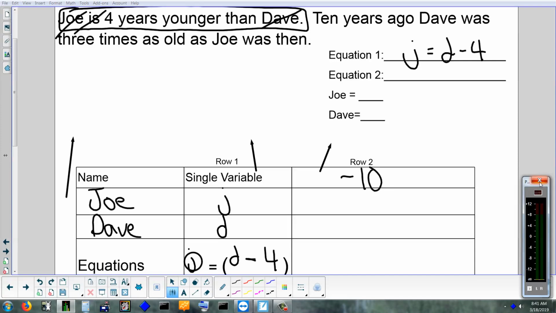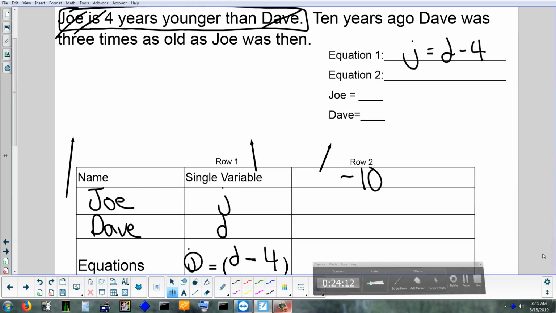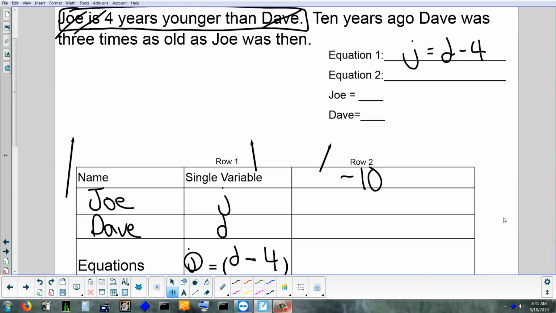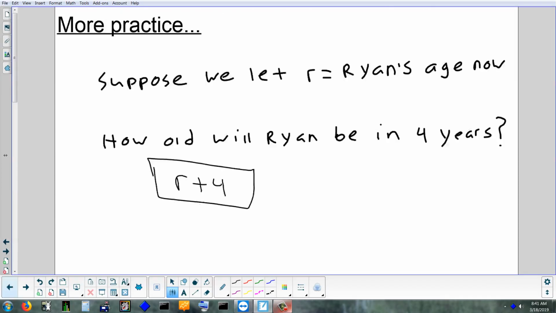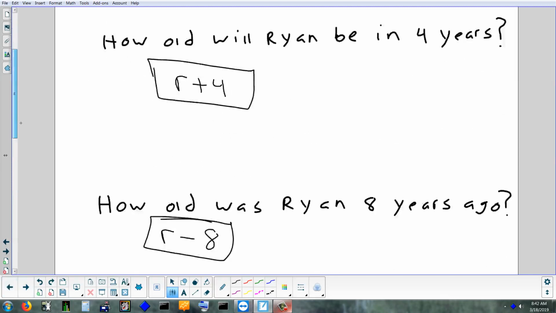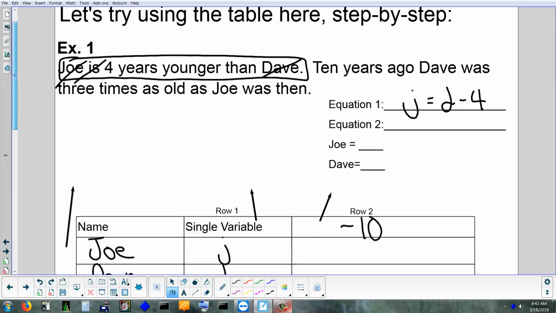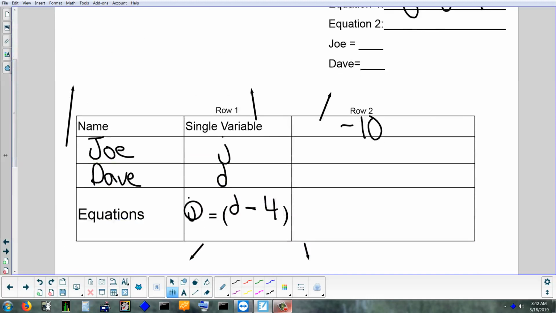What would I write? Joe 10 years ago. I'm not solving. I just want to be able to express how to do that. Joe 10 years ago. What do I write? We already did it a couple times in the previous ones. 8 years ago was R minus 8. Keep that in mind. So now I want to know Joe 10 years ago. Donovan? J minus 10. How about Dave 10 years ago? Ellie? D minus 10.